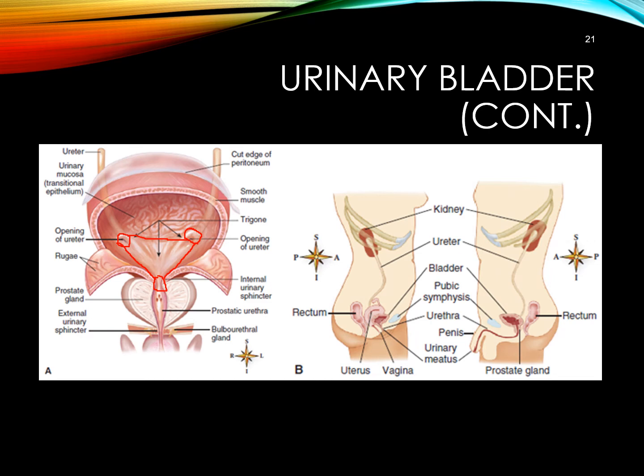All right, the trigone, if we were to just connect those three structures like I showed you there, then that would be what we call that area right there. It is free of rugae. It's on the posterior wall of the bladder, and it's very smooth, and the reason it's smooth is because it's tightly fixed to the deeper muscles within the bladder.